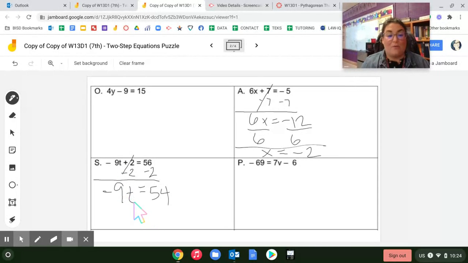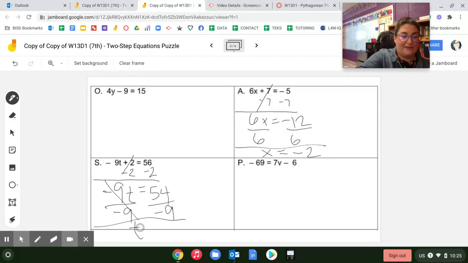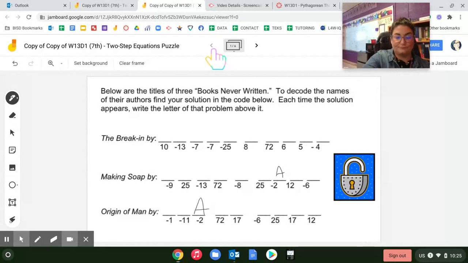And this is actually the point where we are going to reverse it. So -9 is multiplied by t. We need to divide both sides by -9. A lot of people just wanted to divide by 9. That's not going to take that negative away. Okay, it's going to still stay there. So we need to divide by -9 on both sides. And then that leaves us with t equals -6. So anywhere I find a -6, I'm going to put an S. Okay, I think there's only 2.